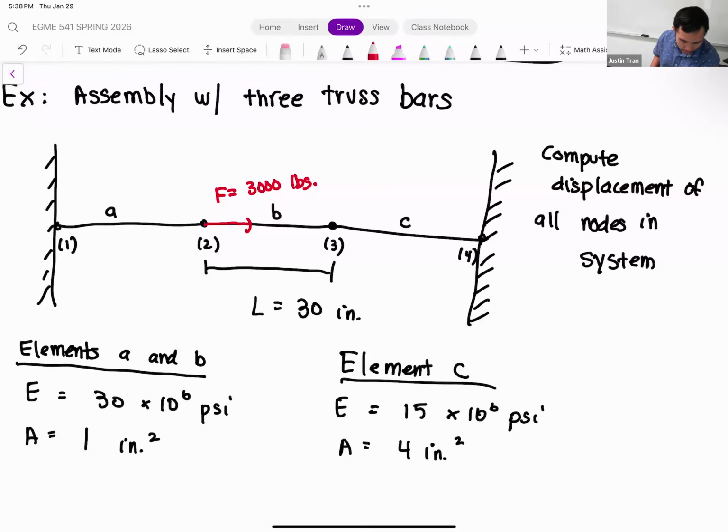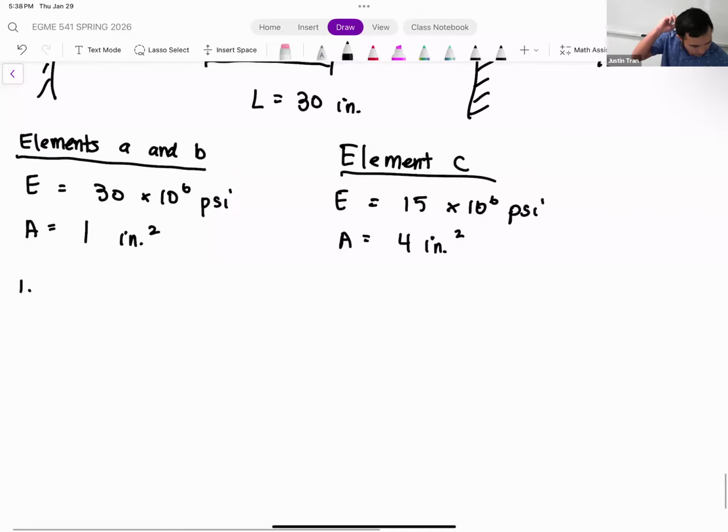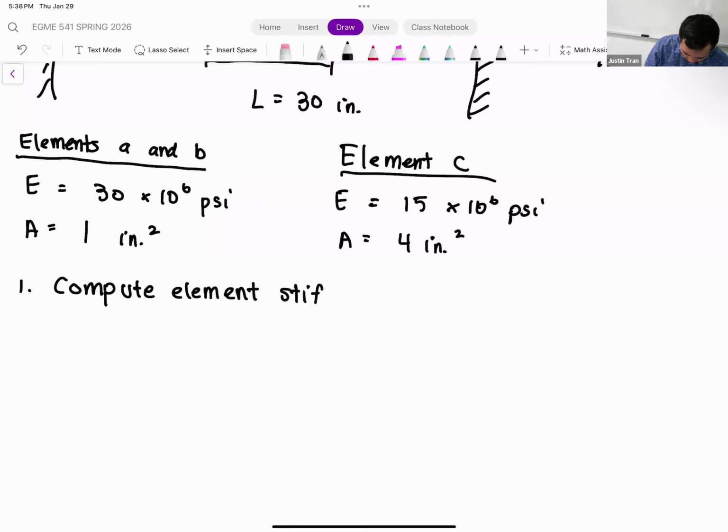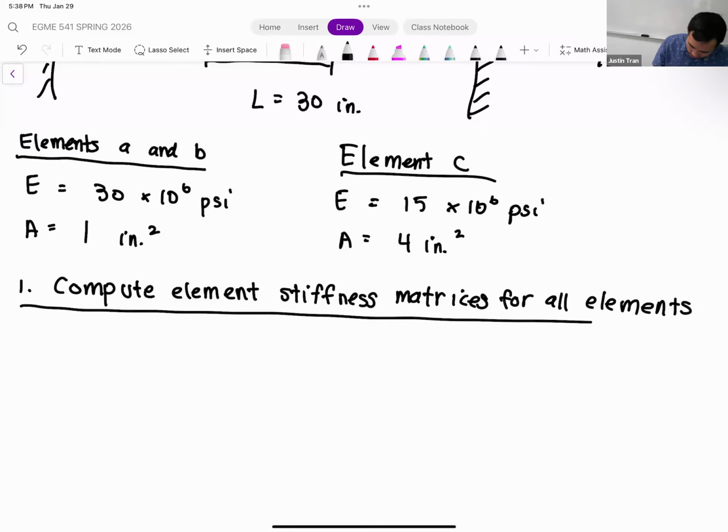Okay, all right, so let's go ahead and start. So we're going to follow through with the same finite element process that we did in the last example. So step 1 always is going to be to compute the element stiffness matrices for all the elements. All right, so let's start with element A.